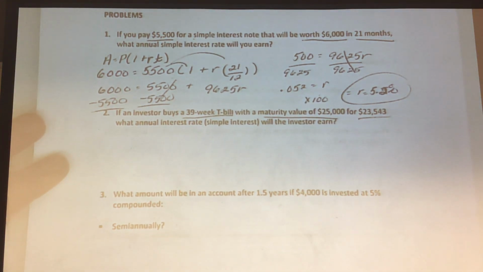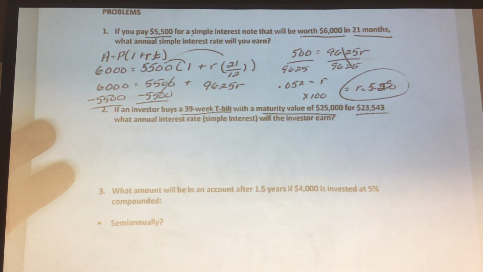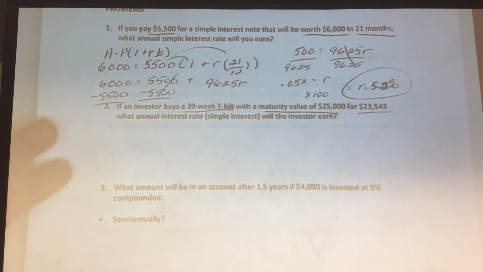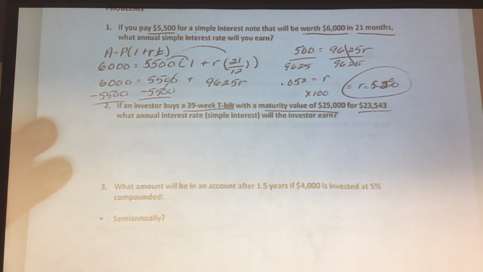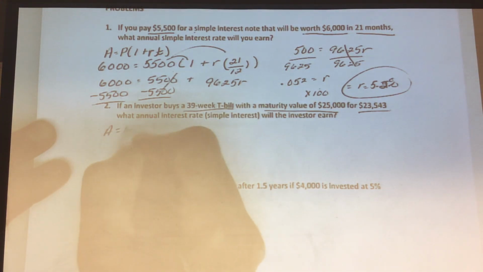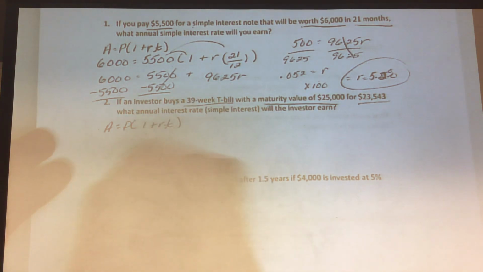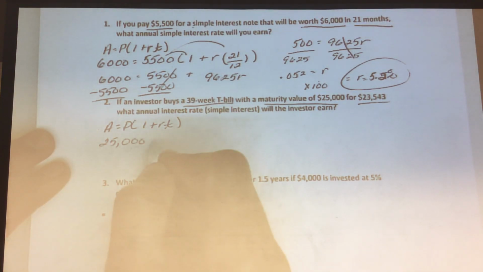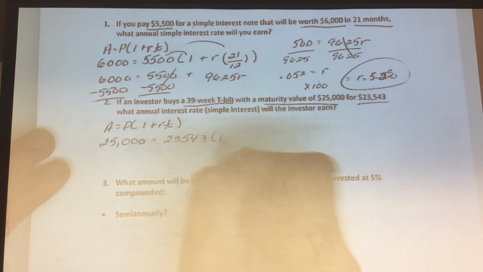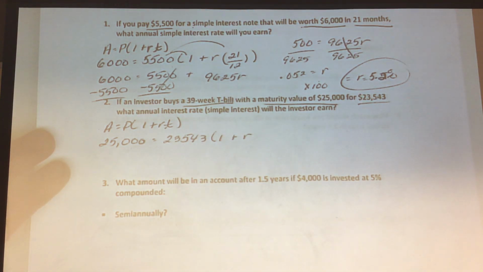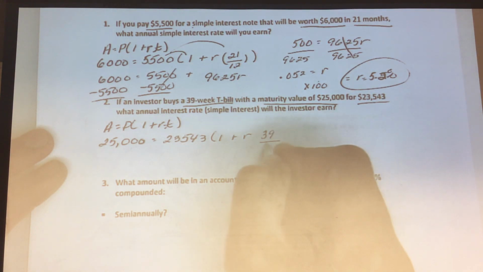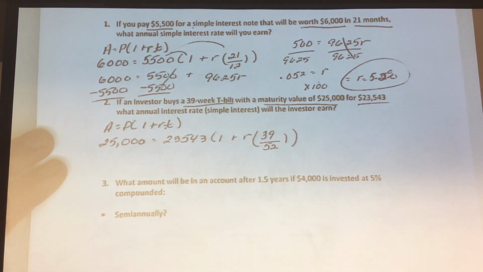So let's look at number 2. Here you have an investor buys a 39-week T-bill with a maturity value of $25,000 for $23,543. What annual simple interest rate will the investor earn? So again, we're going to use the same simple interest formula, with A being our future value of $25,000 equal to our present value of $23,543 times 1 plus R, which is what we're trying to solve for, the rate. And the time is a 39-week T-bill, so 39 divided by 52 weeks.